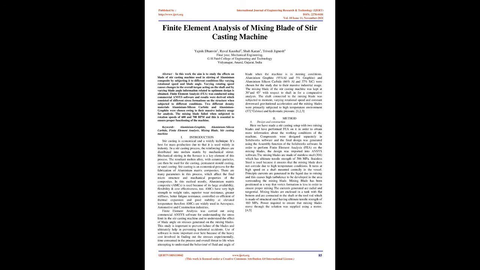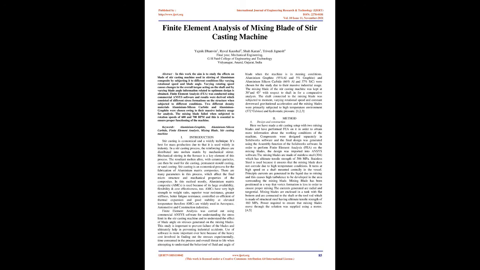There are many parameters in this process, which affect the final microstructure and mechanical properties of the composites. In this method, mostly aluminium matrix composites, AMCs, are used because of their large availability, flexibility and cost effectiveness, too. AMCs have very high strength to weight ratio, superior wear resistance, greater stiffness, better fatigue resistance, controlled coefficient of thermal expansion and good stability at elevated temperature. Therefore AMCs are widely used in aerospace, automotive and construction industries.